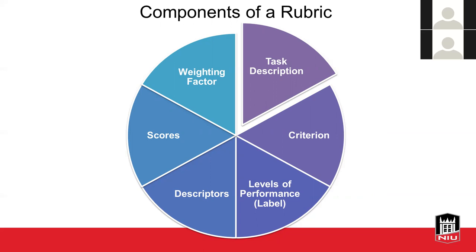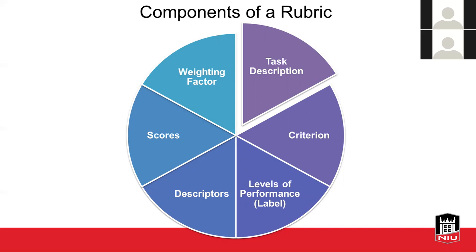So when you look at this little pie that you have on your screen, we've got all these different sections. There is the task description. This area involves the performance, the product, the outcome. Think of it like the big umbrella piece. Next to it is the criterion, and that one is all about the traits, features, dimensions. It's like a slice of this pie. It's the standard of excellence, if you will.